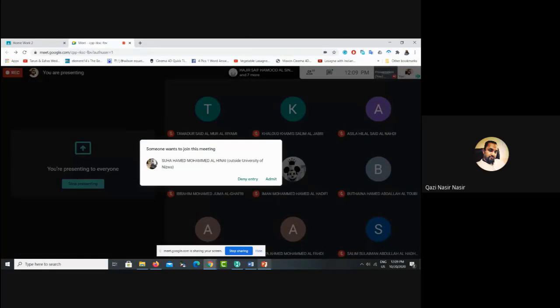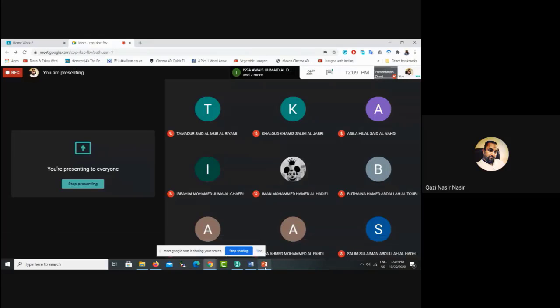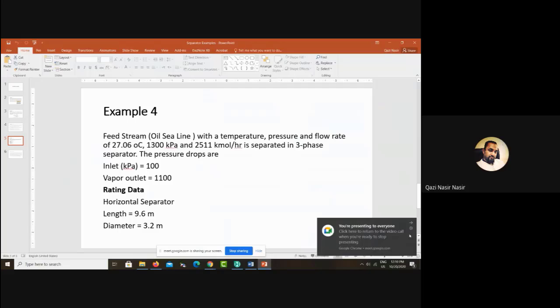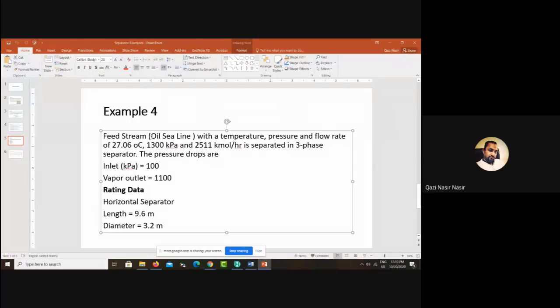So let's go back again to the example. We have an example which is shown on your screen. We have a feed stream. I will call that feed stream name oil sea line. The temperature, pressure, and the flow rate of this particular stream is 27.06 degrees Celsius, 1300 kilopascal, and 2511 kilomole per hour. These are the three things that we know about this stream. Obviously, we also know the fourth thing, which is the composition.